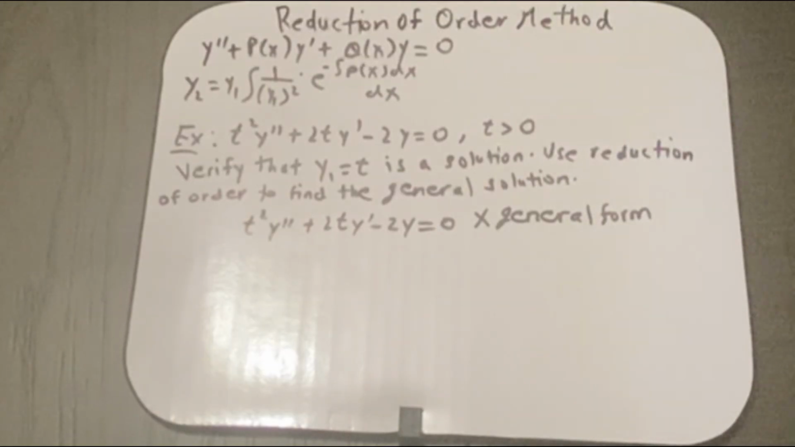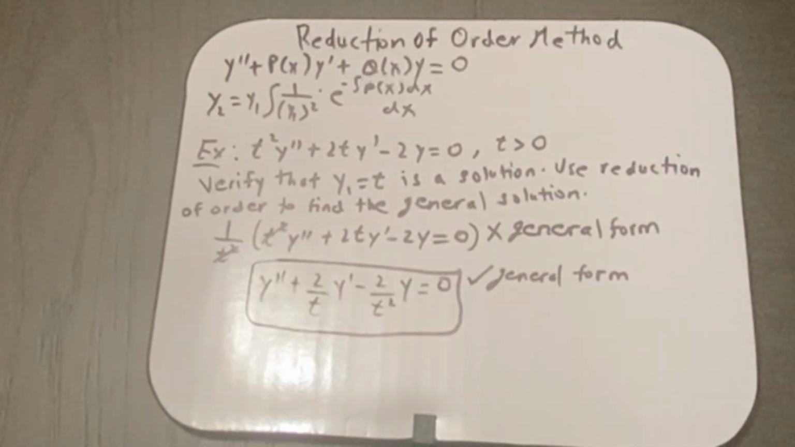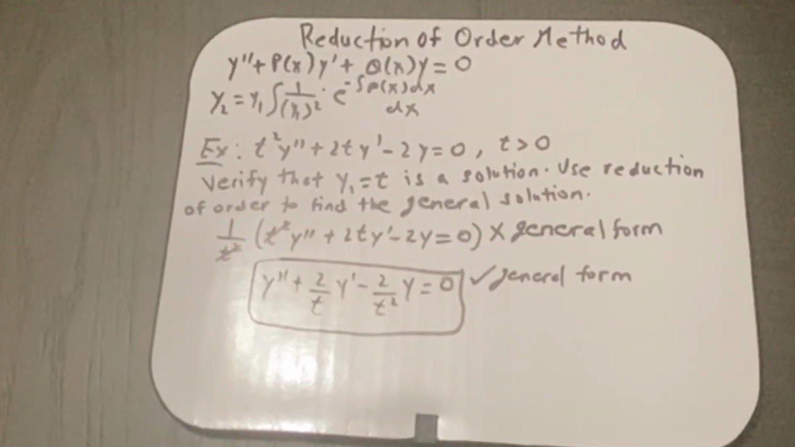So let's do that. After dividing by t squared, the t squareds cancel out, and then 2t divided by t squared cancels out one of the t's, so we get 2 over t, and then minus 2 divided by t squared is just that. So our general form is y double prime plus 2 over t times y prime minus 2 over t squared times y is equal to 0. So now that we have this in the general form, we can actually start working with our question and figuring out how to solve the different parts that they're asking us.